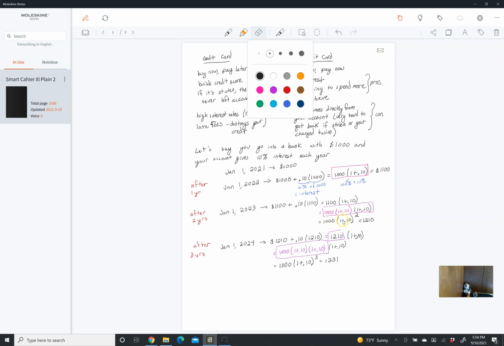Okay, so now we have this pattern that we're developing. After 1 year, we have 1 plus 0.10 once. After 2 years, we have 1 plus 0.10 twice. And after 3 years, we have 1 plus 0.10 3 times. So now what we can do is we can figure out, okay, how much do we have after 10 years? Because we have this pattern now.